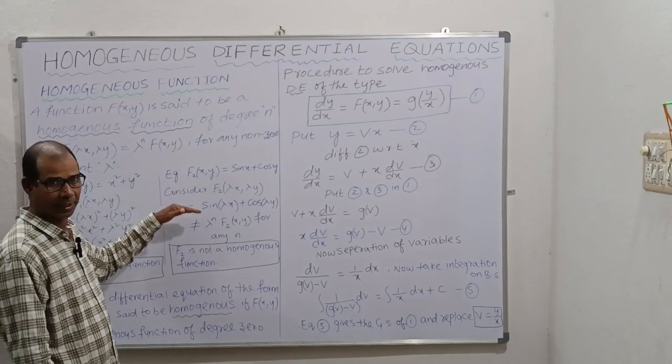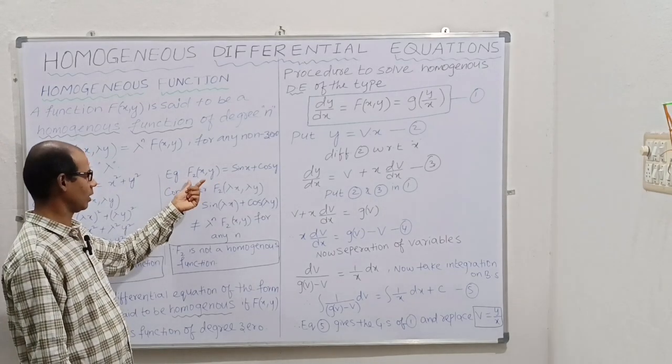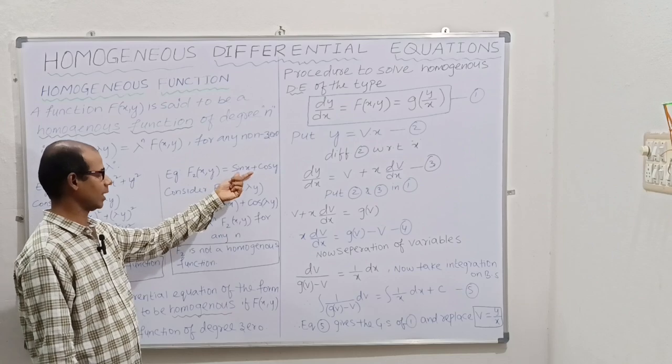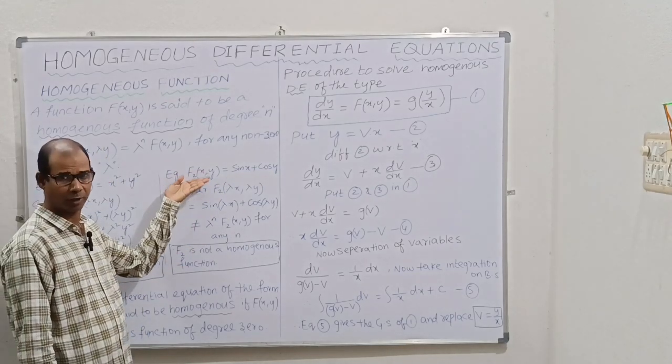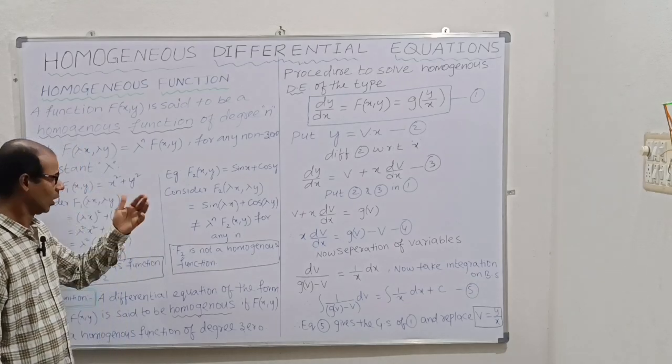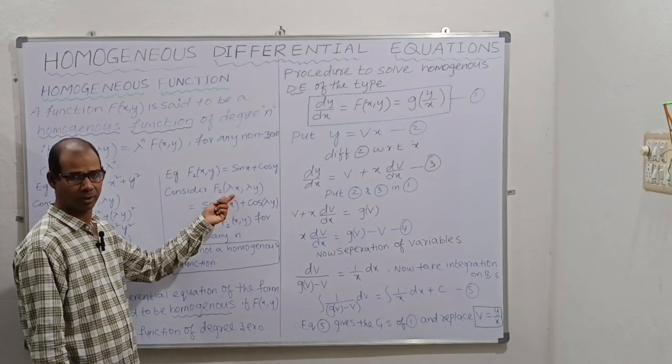So now let us take another example. Let us take the second example. f2 of x comma y is equals to sin x plus cosine y. So now again we have to verify whether it is homogeneous or not. Same procedure. Instead of x, what we have to do, substitute.